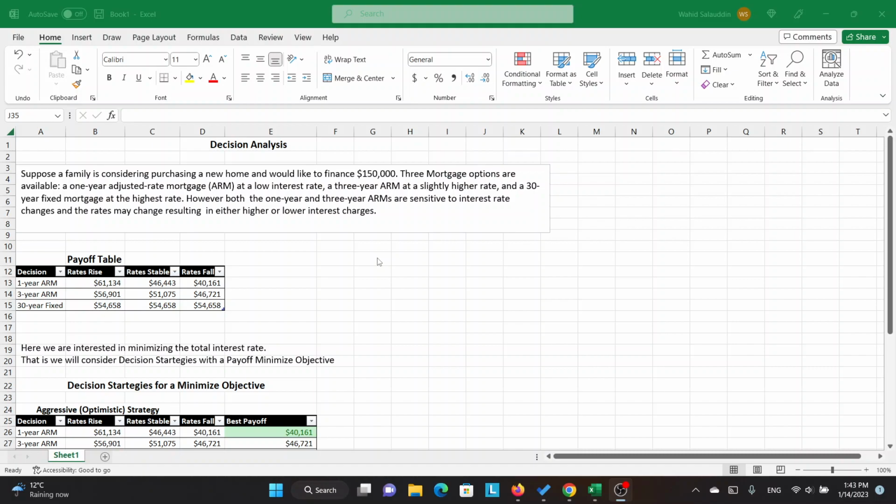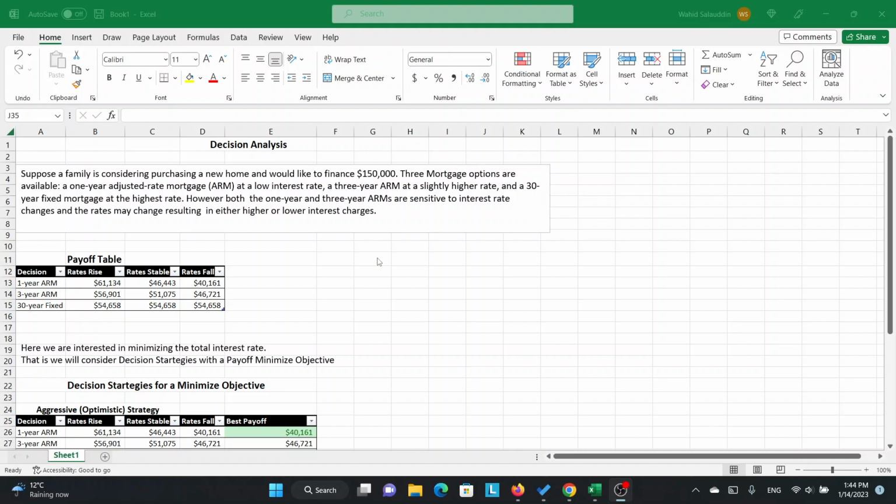Okay, so let's look at the scenario. Suppose a family is considering purchasing a new home and would like to finance $150,000. Three mortgage options are available: a one-year adjusted rate mortgage at a low interest rate, a three-year adjusted rate mortgage at a slightly higher rate, and a 30-year fixed mortgage at the highest rate. However, both the one-year and three-year adjusted rate mortgages are sensitive to interest rate changes, and the rates may change, resulting in either higher or lower interest charges.